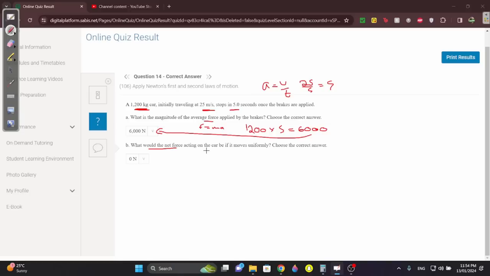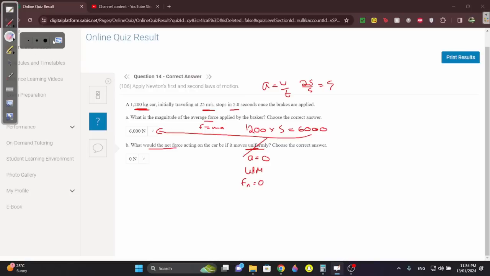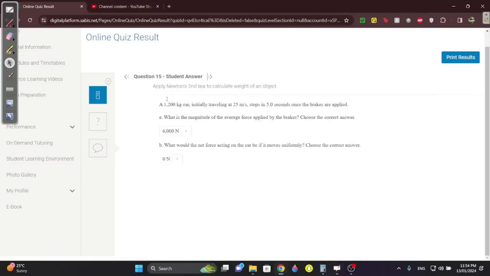What would the net force be if the car moved uniformly? I told you, if the car moved uniformly, that means acceleration is 0, so the net force is always 0. It's a balanced force. Okay? Whenever you see moving uniformly, it means the forces are balanced, the net force is 0.